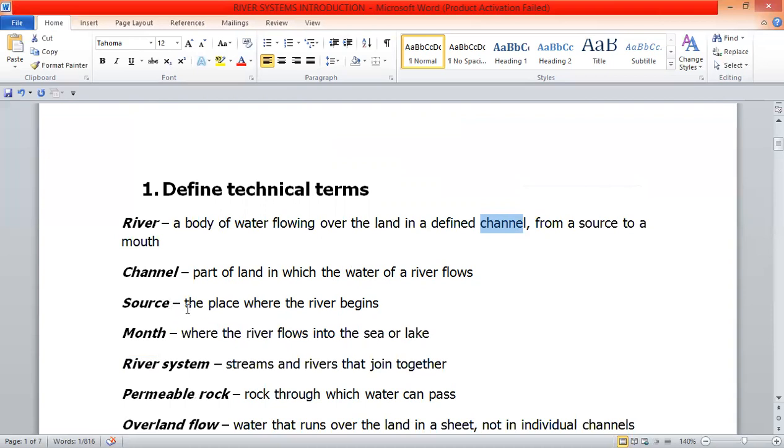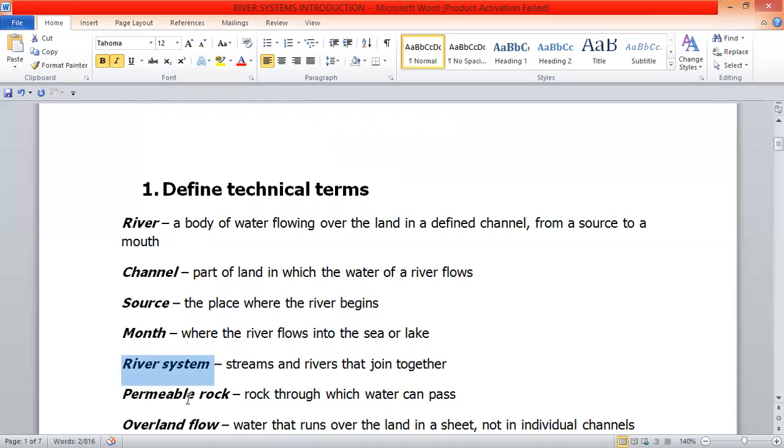Then the source, of course, is the place where the river begins. The mouth is where the river flows into the sea or lake. So the mouth is at the end of the river where the river enters a larger body like a sea or like a lake. Then we have river system. What is a river system? Streams and rivers that join together. That is a river system.